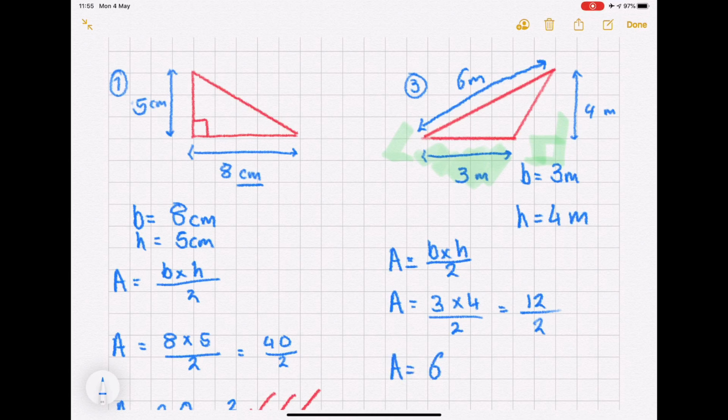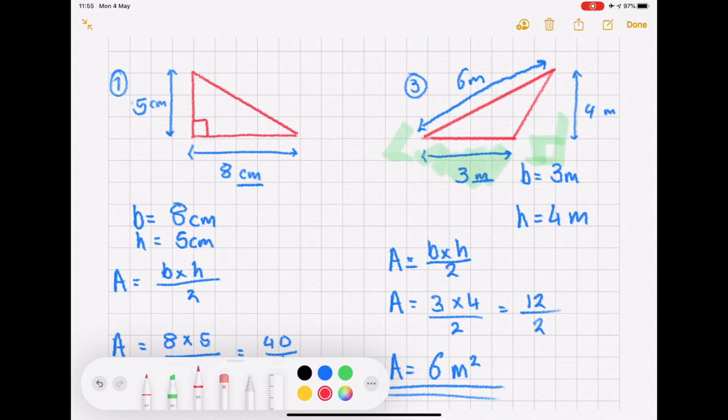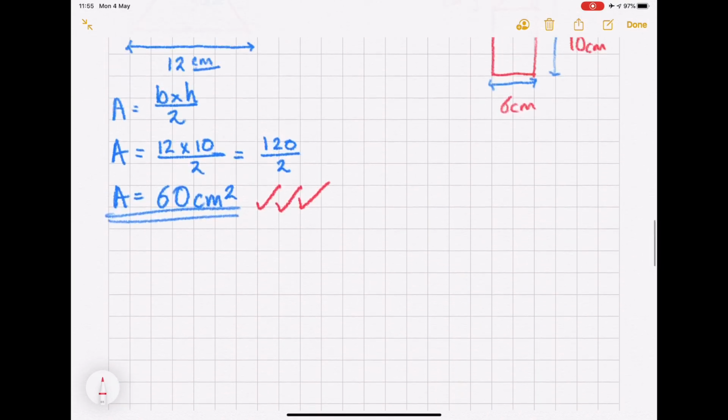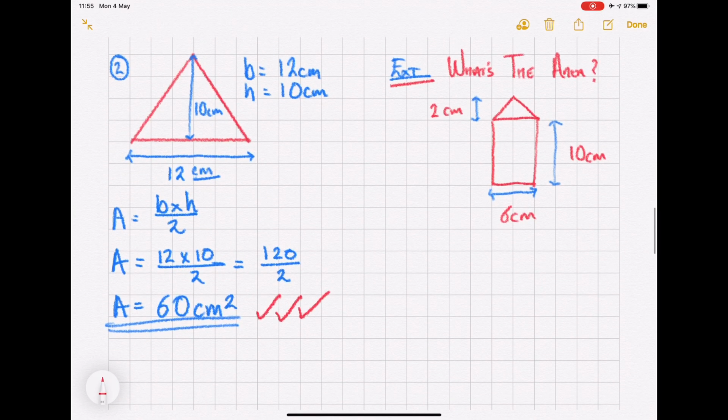Now let's do that division. So 12 divided by 2 is 6. So our area is 6 meters squared. Squared because it's area, meters because we're working in meters. And that's our final answer. So if you got that, fantastic. Give yourself some ticks. Well done.